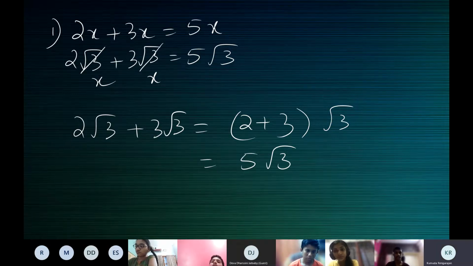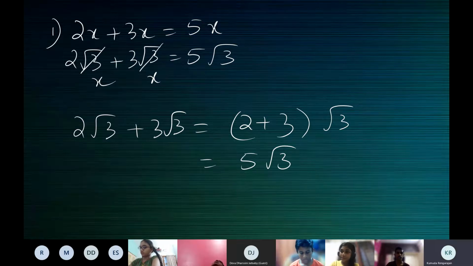Exactly the way we handle like terms and unlike terms in algebra, it's the same way we are going to handle like surds and unlike surds in number systems.